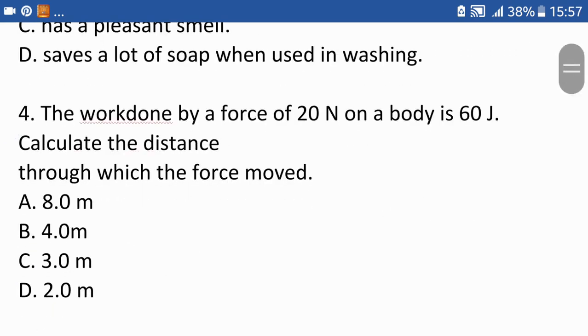Question 4, the work done by a force of 20 Newton on a body is 60 joule. Calculate the distance through which the force moved.